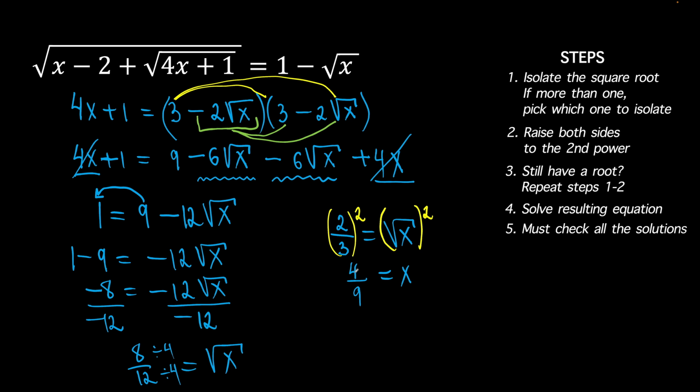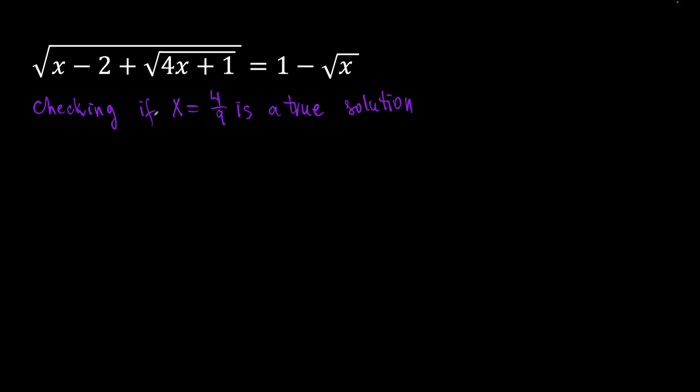So x is equal to 2 squared is 4, 3 squared is 9. So x is 4/9, but be careful. This is only a possible solution. We must check all the solutions because this method of squaring both sides can produce extraneous solutions, can produce untrue solutions. So let's check.